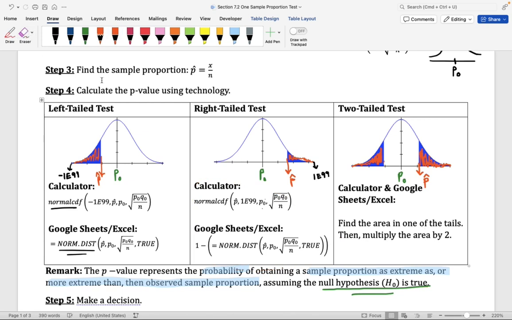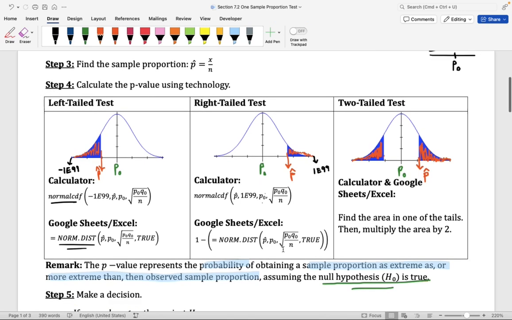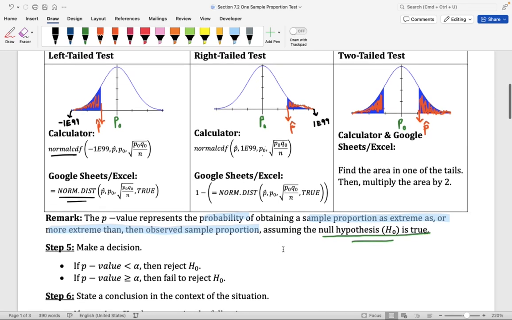So again, the most challenging part of the hypothesis test is finding the p-value. I recommend that when you're finding the p-value, you take the time to draw the p-hat distribution, centered at p-naught, and you shade in the area that you're trying to find. It's also going to be very important for you to label the p-hat value, especially when you're carrying out a two-tail test. Once you have a p-value, you're ready to make a decision.